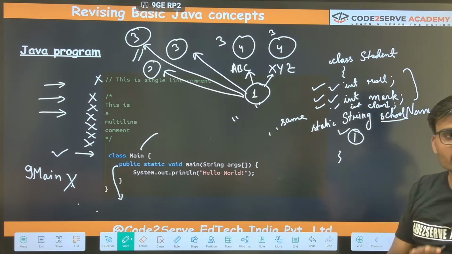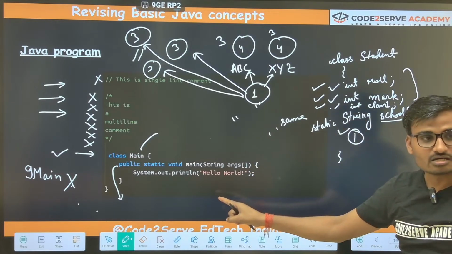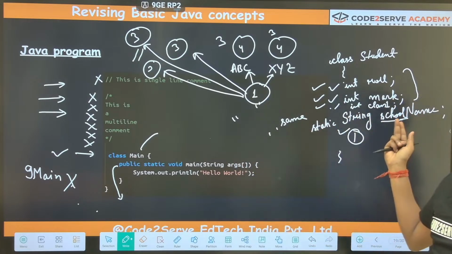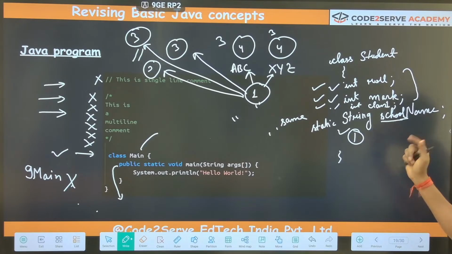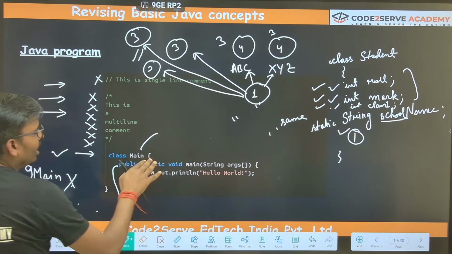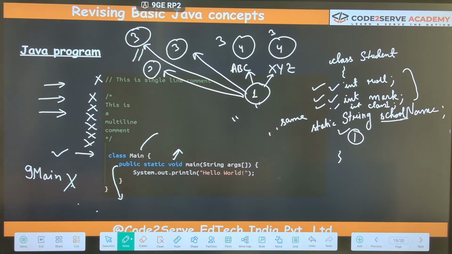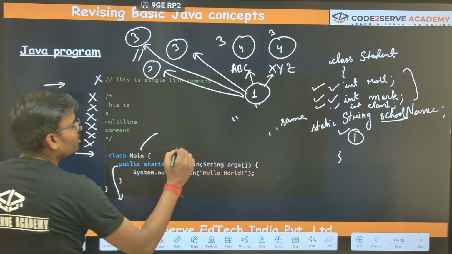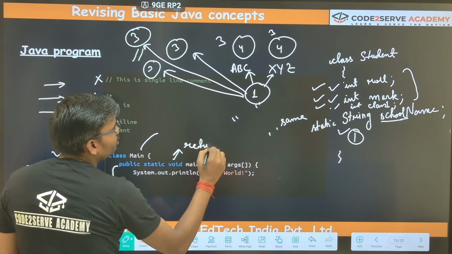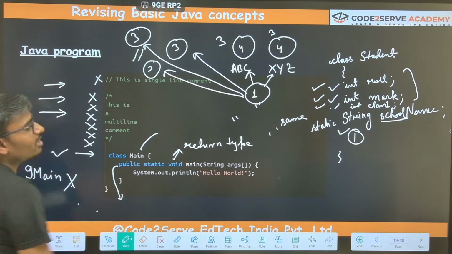Got my point? So for now, keep in mind that static can be applied to a class, a method, or a variable. Got my point? So next keyword, you got the idea what static is. Void. Here basically this means a return type. What I mean by return type?